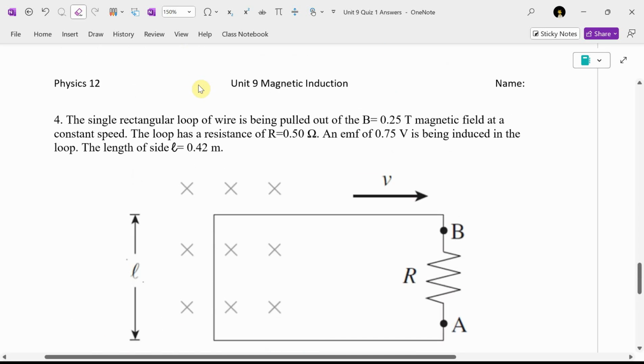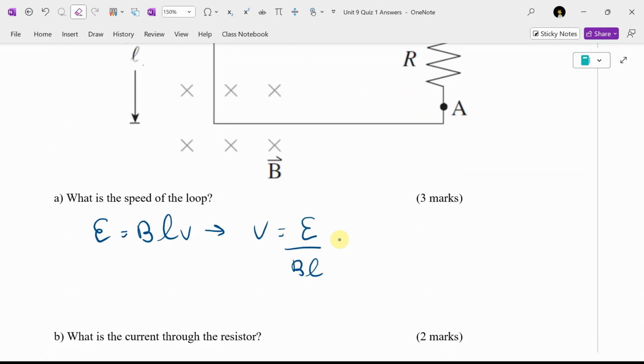What's the voltage? What's the EMF? Oh, 0.75 volts. Now, the other thing that I could have done is I could have given you the current, and since you know the resistance, you could figure out the voltage. That's another little sneaky move I can do. But I gave you the voltage. It's 0.75.